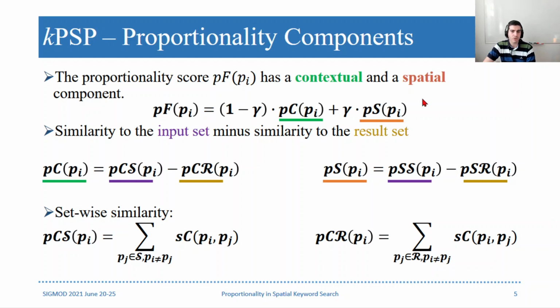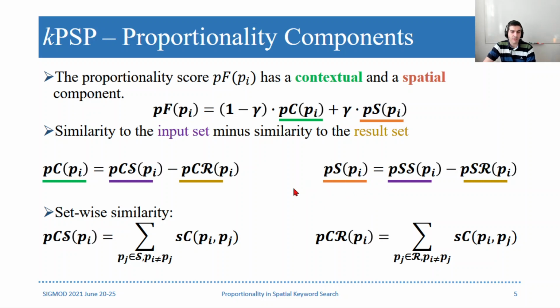The proportionality score has a spatial and contextual component. For each component, the rationale is to favor places that are similar to the input set, but diverse to the result set. For example, a place which is close to an area where the majority of places in the input set are located, but at the same time is further from the rest of the places in the result set, would have a high score in the spatial proportionality component.